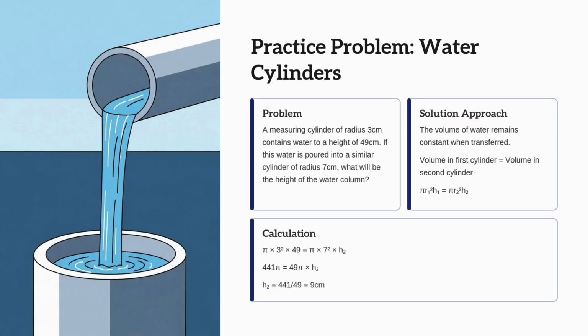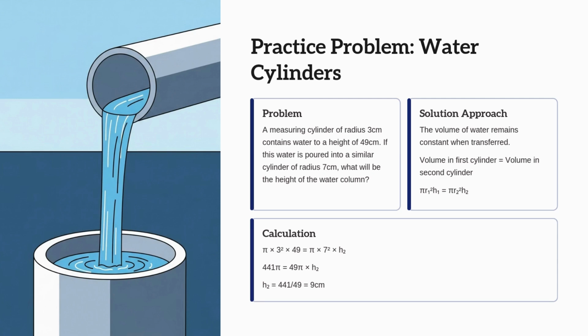Step 3. Set up the equation. Since volumes are equal, pi multiplied by radius 1 squared multiplied by height 1 equals pi multiplied by radius 2 squared multiplied by height 2. The pi cancels from both sides, so radius 1 squared multiplied by height 1 equals radius 2 squared multiplied by height 2.